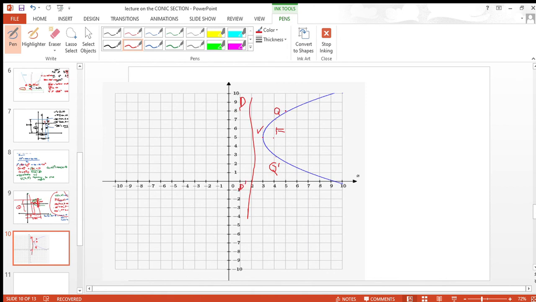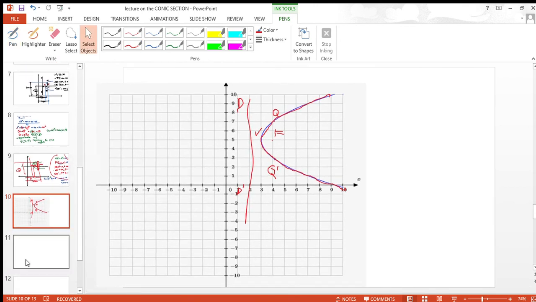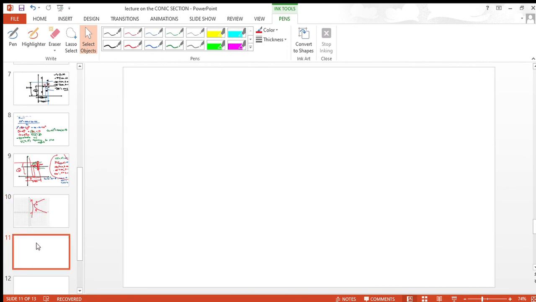Okay? So, originally, wala pa dapat yan, itong blue na to. So, pag kinonekta mo si V kay Q, kinonekta mo si V kay Q prime, you get your parabola. And then, draw your directrix. There goes your parabola. Okay? So, pwedeng yung parabola mo rin is opening to the left, pwedeng opening to the right, pwedeng opening upward, pwedeng opening downward.